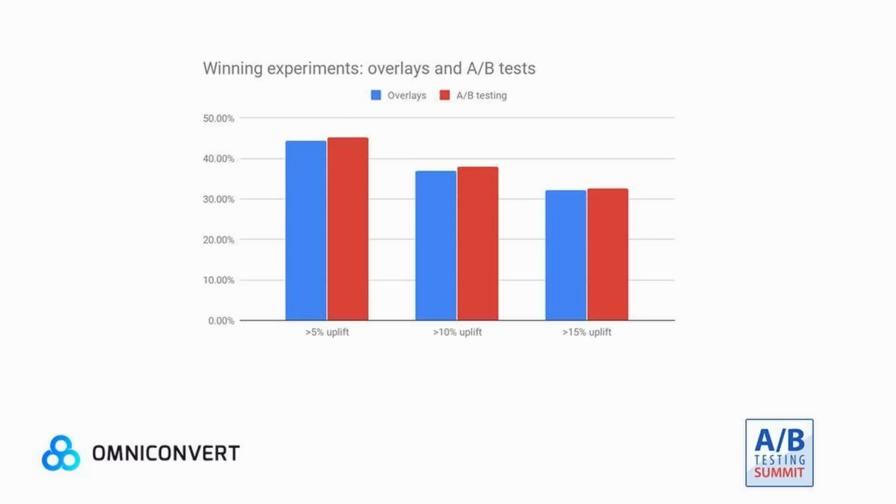So we wondered like you, and we realized that if we split the experiments into two various types of experiments, overlays, which are mainly interactive content, and A/B tests, which means changing only the content of the existing website, we can see that as the uplift is higher, the chance to win is lower. So mainly only around 30% of the experiments were winning out of 100 experiments, right?